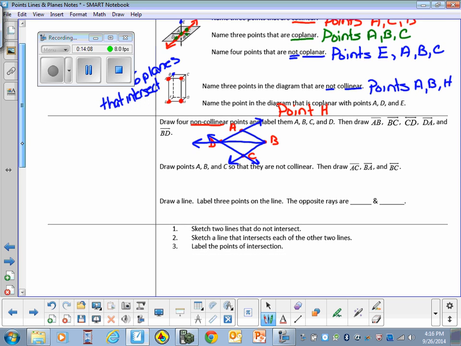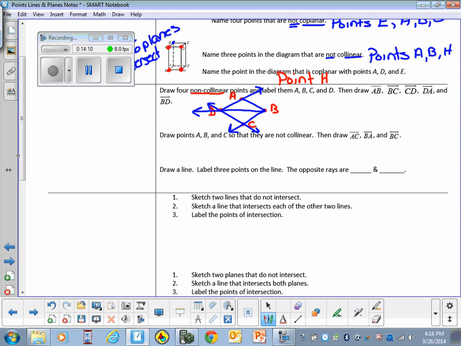Next up, 3 points so they are not collinear. A, B, C. I'm drawing segment AC. I'm drawing ray BA. And I'm drawing line BC. Don't forget your arrowheads or your drawings are wrong.